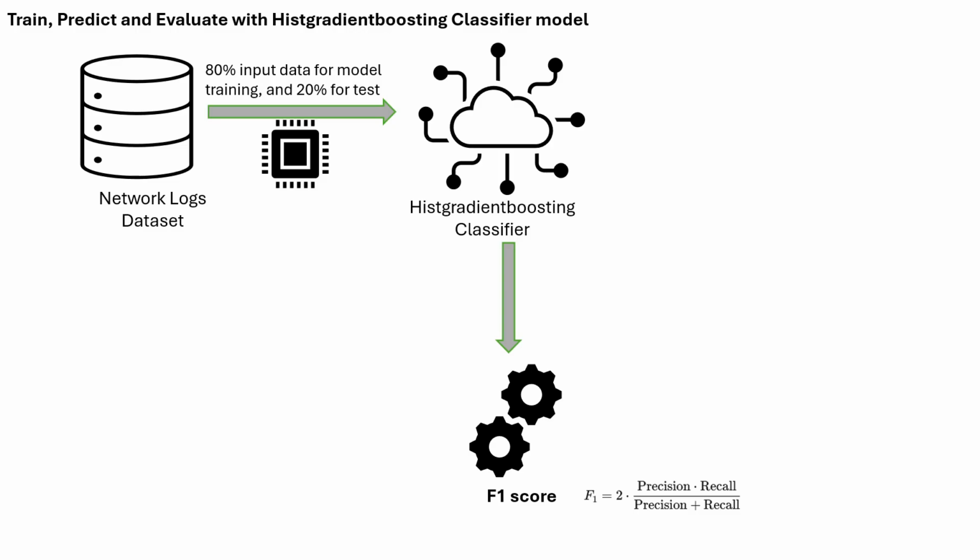Finally, we move to the training and evaluation phase. We split the dataset into 80% for training and 20% for testing. The Histogram Gradient Boosting Classifier is trained on the training portion and then evaluated on the test set. For performance, we use the F1 score, which balances precision and recall. This ensures the model is not only accurate overall, but also reliable in detecting each scan type class without bias. The workflow is straightforward: train the model, predict the scan type, and evaluate with the F1 score.